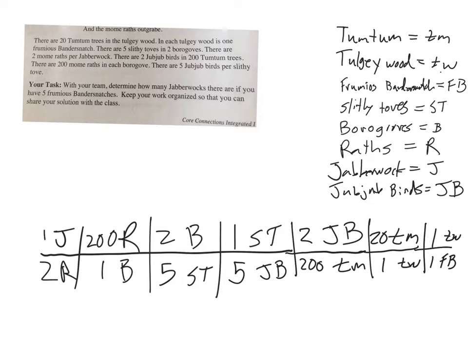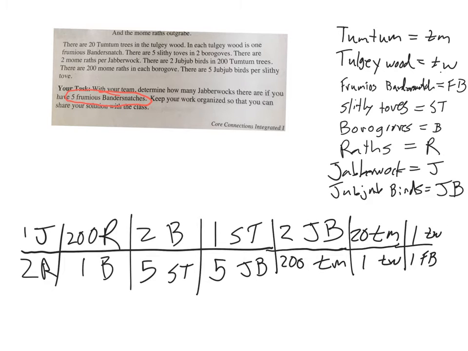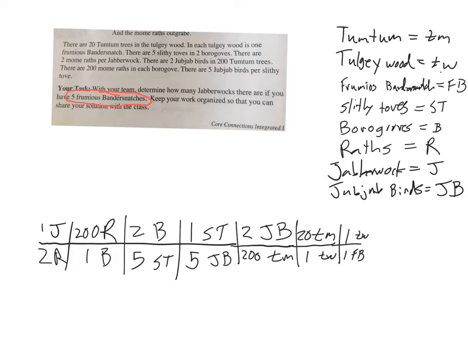But remember, they said you have 5 Frumious Bandersnatches. So we're almost done. All we've done right now is line everything up, but we have to add one last step at the end: we have 5 Frumious Bandersnatches. This problem is really ridiculous, but it's actually not hard now that we've set it up.